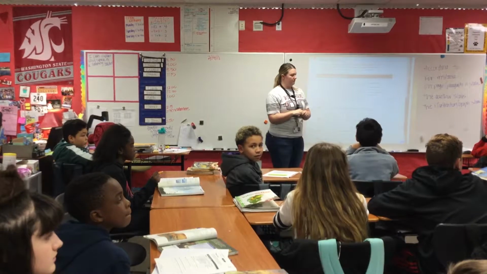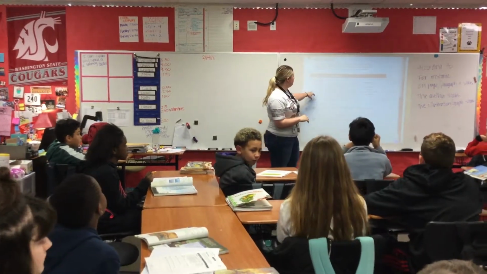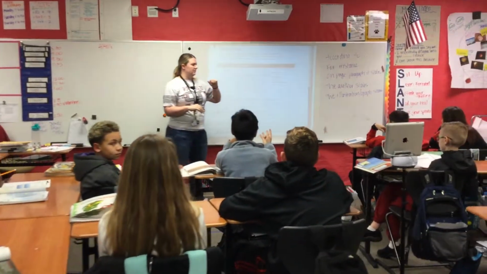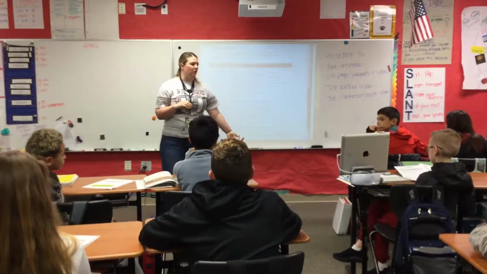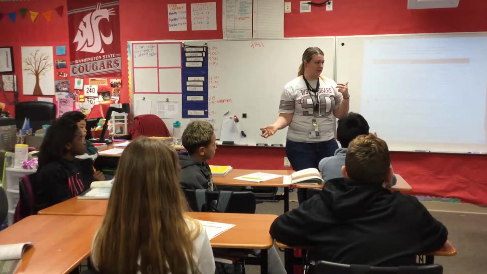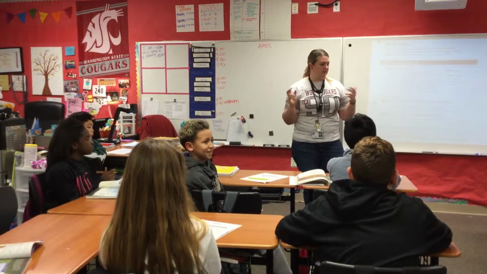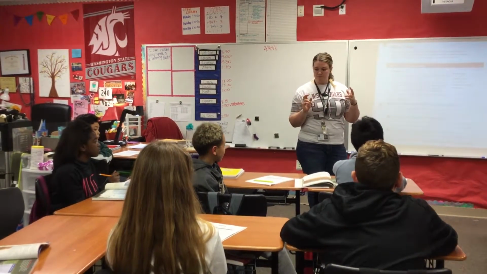How many people? So the groups range from 2, 3, 4, 5, and 6. The least amount of people in a group is going to be 2. The most is going to be 6. We have to make some adjustments because people are absent today.